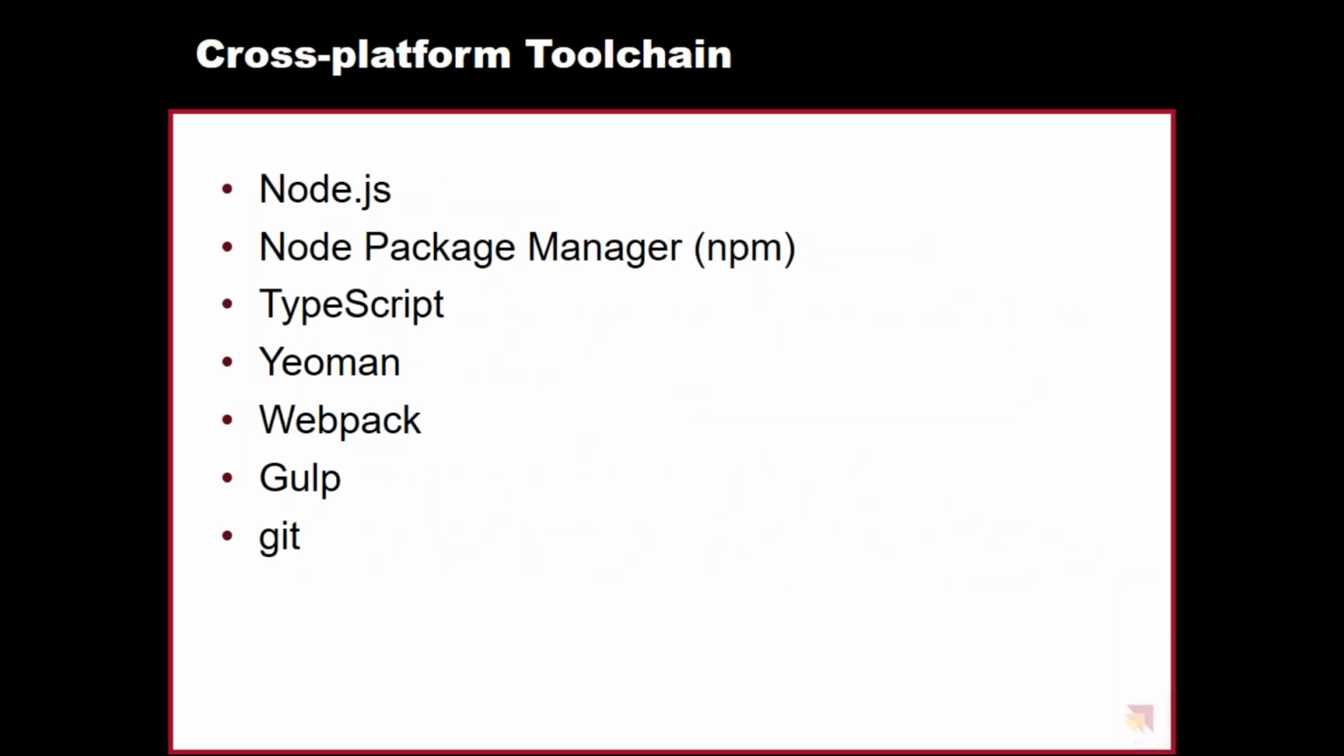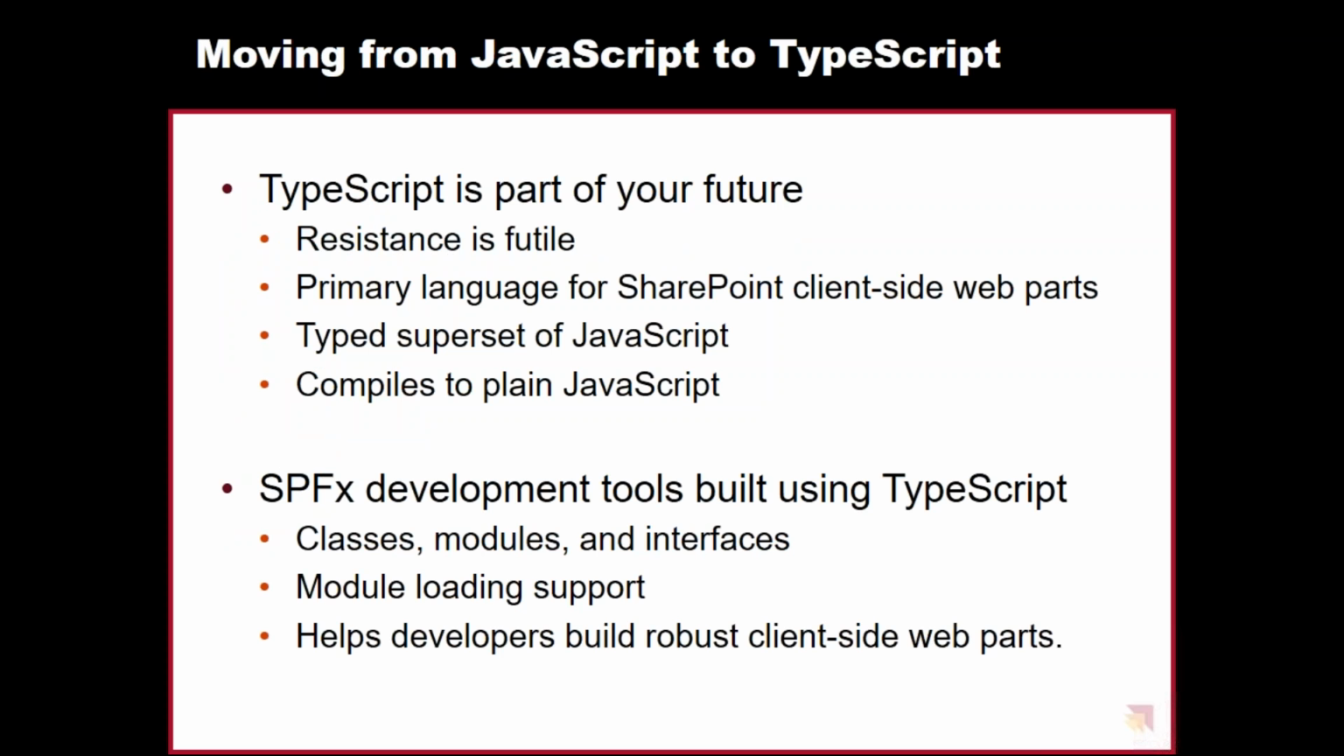Now, here's the common things that we're going to have in the toolchain. Things like the node.js platform. I'll talk a little bit more about that in just a second. A package manager from Node.js, which is called Node Package Manager, or NPM. We're going to start programming in TypeScript. And then some of the other things that we're going to use are things like Yeoman, Webpack, Gulp, Git. Okay, now I can't explain all of these, but there's about 4 or 5 that as we go through the demos, we'll talk more about what they are. Now, a quick word on TypeScript.